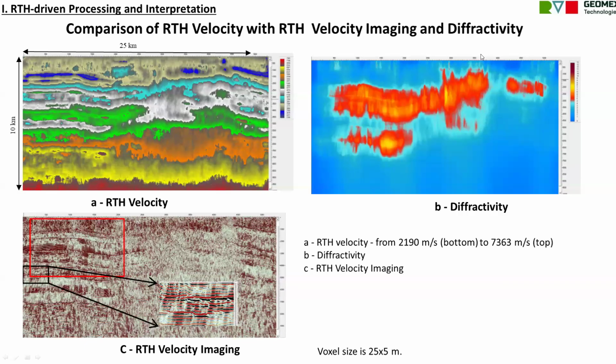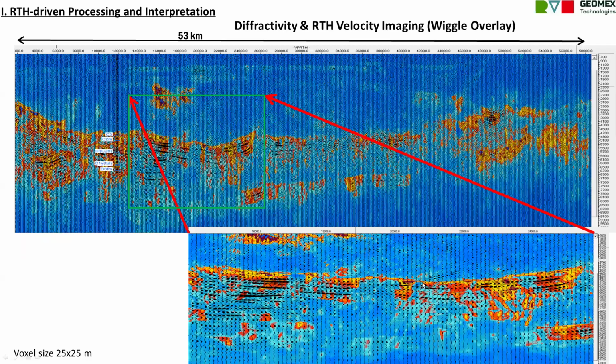RTH velocity imaging and diffractivity for 25 kilometers. This left zoom is RTH imaging, is diffractivity. These two, diffractivity and RTH velocity imaging, are weakly overlapping. Red color is diffractivity concerning the fracturing, and the overlapping is RTH velocity imaging. This is a zoom.